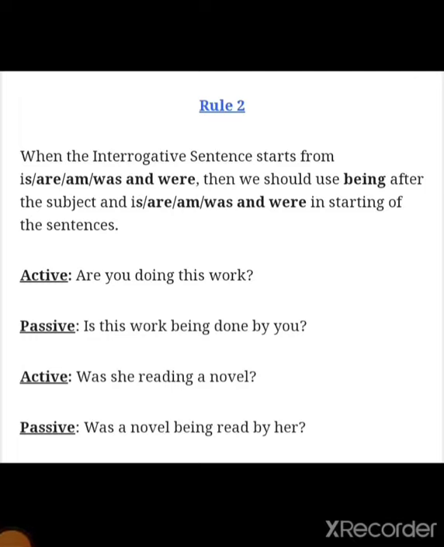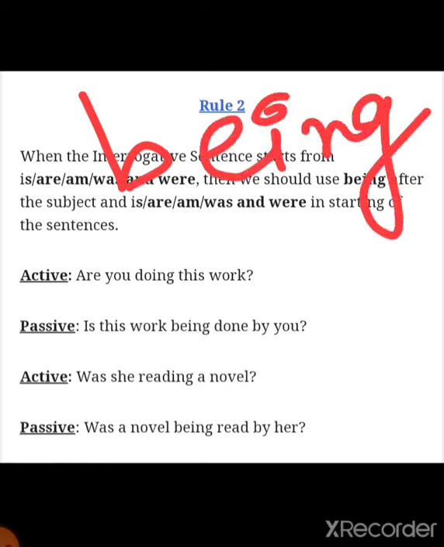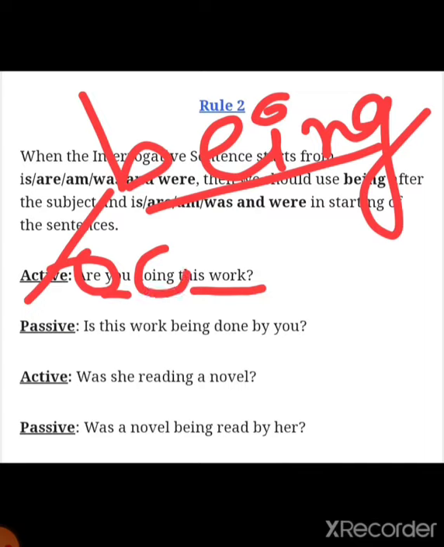Now if it is ing, that means continuous tense, then how will you be writing? Same as we have already learned. The basic rule will always remain the same. You have to add being, B-E-I-N-G. Am, is, are in present tense, and was, were and being in past tense. So, are you doing this work? Subject, object, auxiliary verb, main verb. Subject and object will change their places.